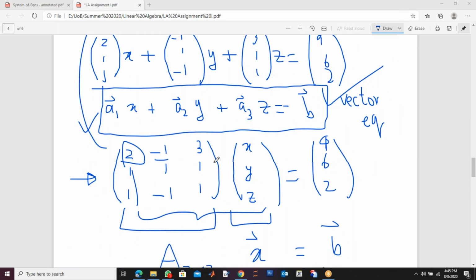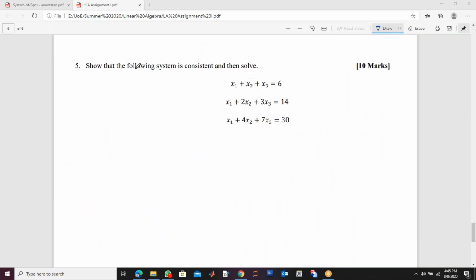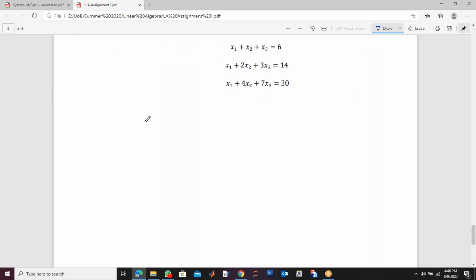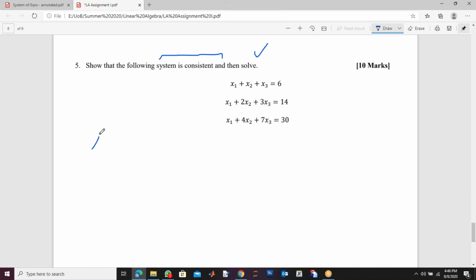In the second problem, I just asked you to show that the following system is consistent, and if it is consistent, solve. Okay. So here you don't have to use A inverse. What you can do is write the augmented matrix, and use the row operations.